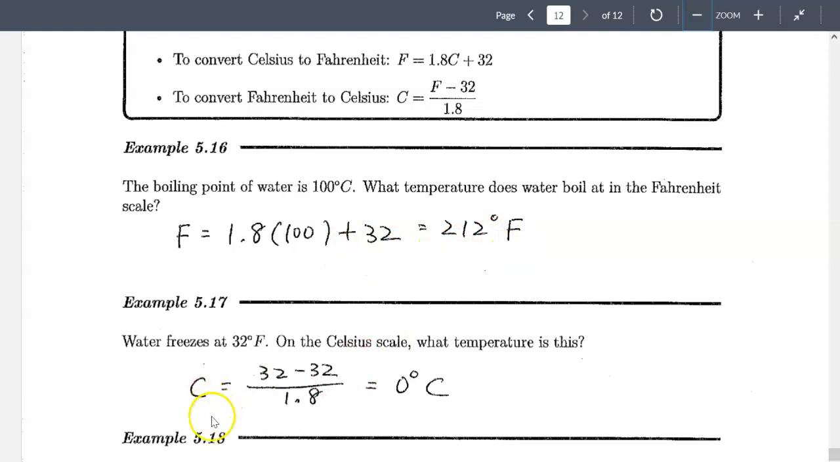Now, coming the other way around, if you have a Fahrenheit temperature and you want to go back to Celsius, then Celsius equals your Fahrenheit degree minus 32, divided by 1.8, using the second formula here. The answer is 0 degrees Celsius. So 32 degrees Fahrenheit is the same as 0 degrees Celsius.